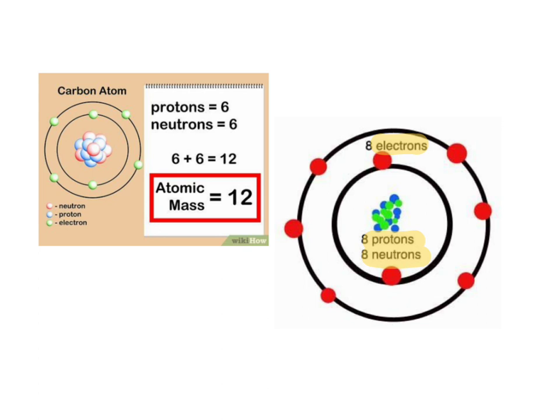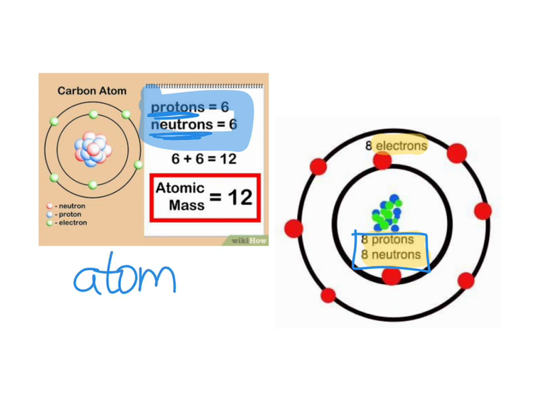So when we're talking about mass, we're actually talking about the added number of protons and neutrons that are in the nucleus. So anything that has atoms is going to have protons and will probably have neutrons, which means it has mass. If it's made up of atoms, it has mass.